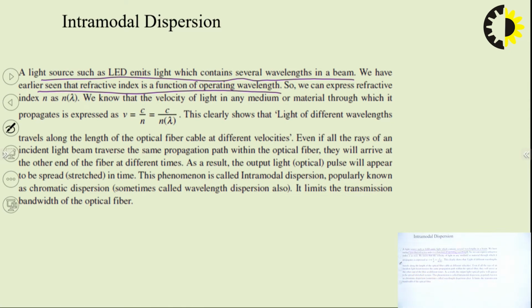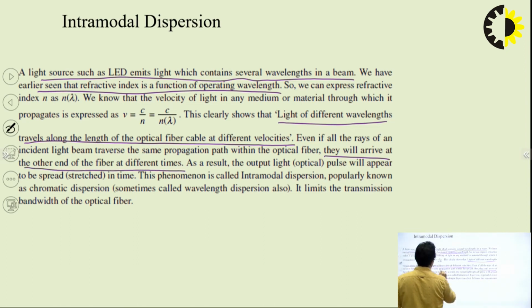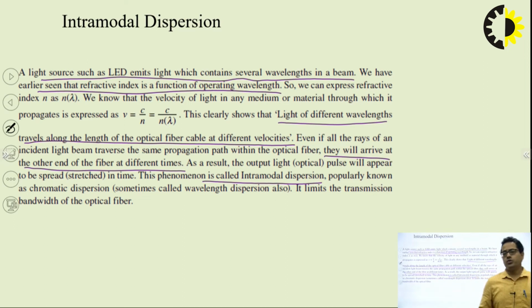So this clearly shows that light of a different wavelength will travel along the fiber at a different velocity. Light of different wavelengths travels along the fiber at different velocities, so they arrive at the other end of the fiber at different times, which leads to a phenomenon called intramodal dispersion. So we have discussed the concept of intramodal dispersion.